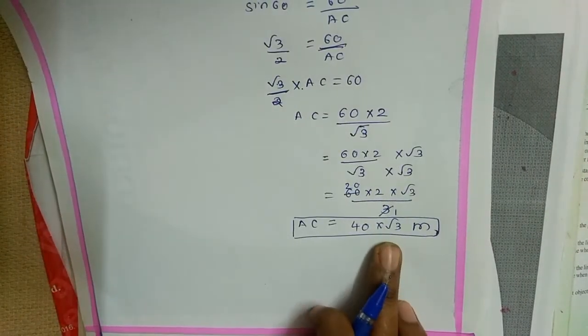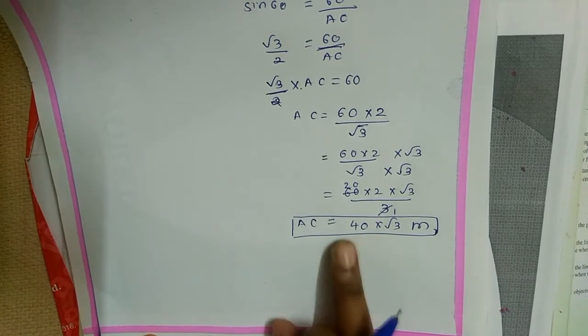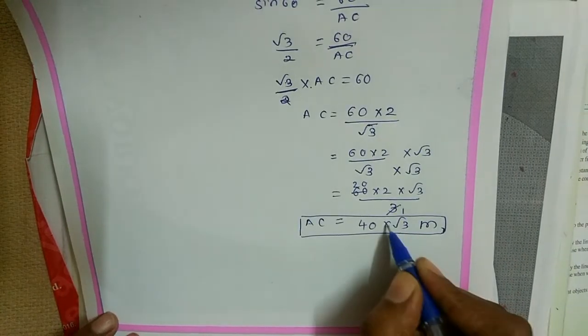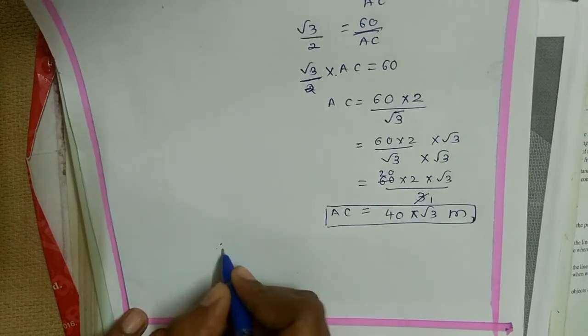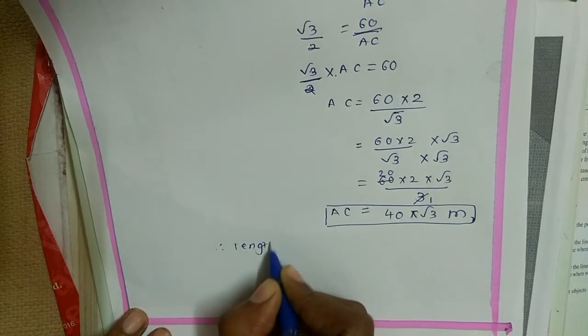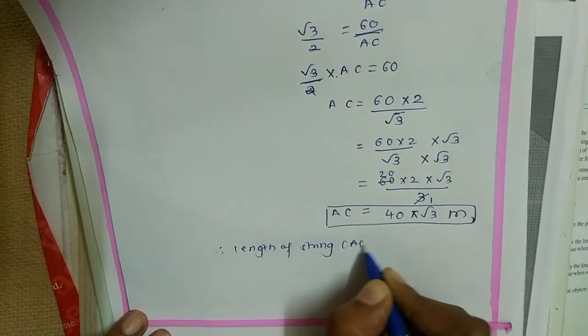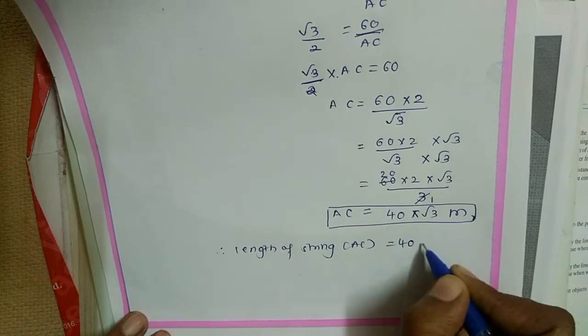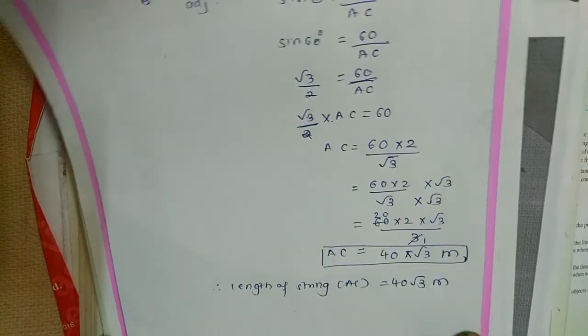If you want to find the value of root 3, you can find it by the division method. You will get 1.732, which you can multiply with 40. But it is not asked to put the value of root 3, so you can keep this answer as it is. Therefore, the length of the string, AC, equals 40 root 3 meters. I hope you understood the explanation.